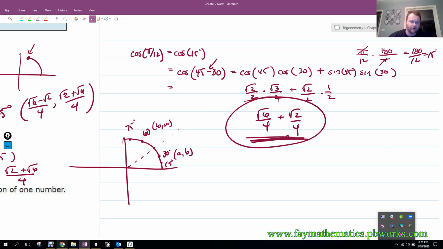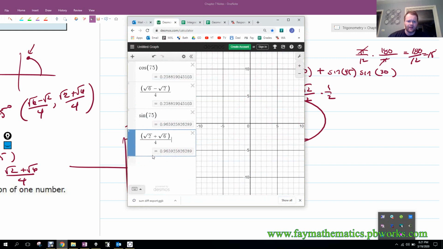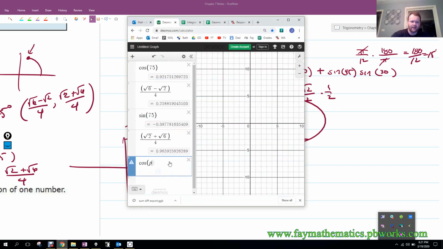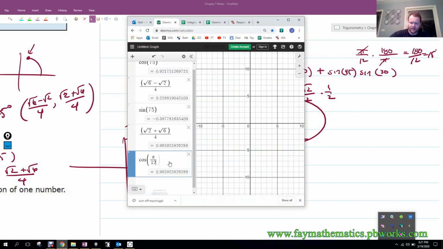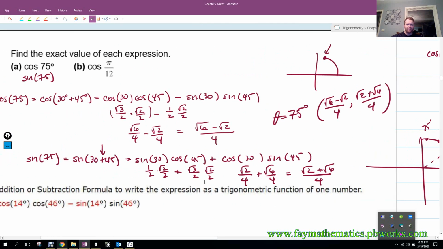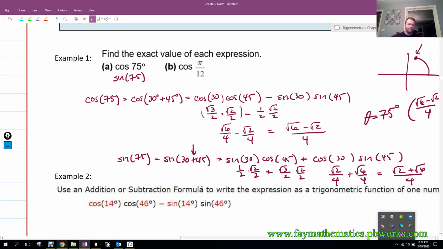So just double check it real quick. Let's go back to Desmos and let's do it in radians. So put radians in here and type in cosine of pi over 12, and it gives us that number right there, which we found out to be radical 2 plus radical 6 over 4, which you see then that they are the same. So that's the use of the sum and difference formula. It helps me find those exact values of those angle measurements.